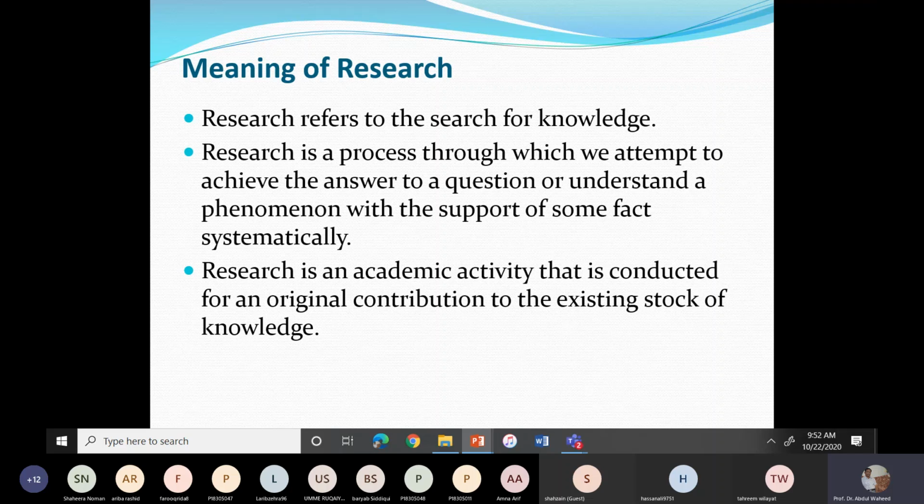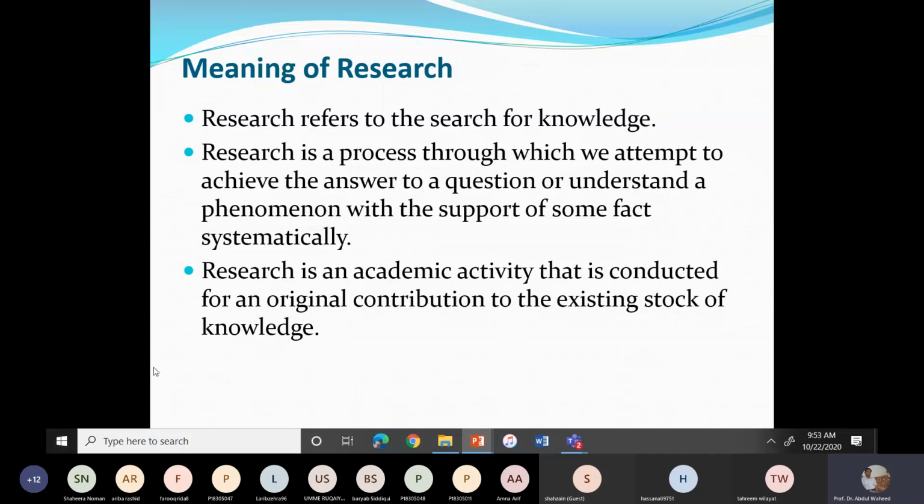So research is a process through which we attempt to answer a question. That's why we say there is a research question. If you are doing your research, then people will ask you, what is your research question? Basically, first of all, you will think about your research question, and then you will try to find out the answer to your research question, and then you will also understand a phenomenon with the support of some facts systematically. So in research, we try to do our work systematically.